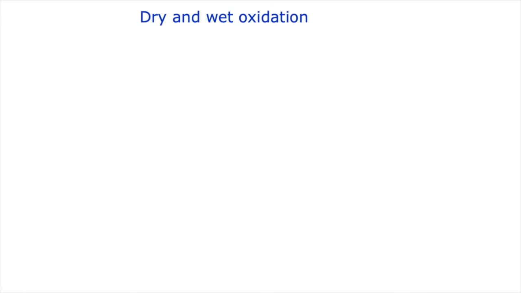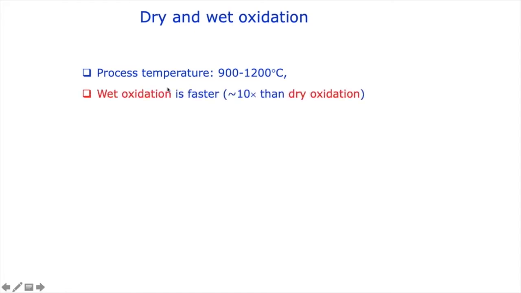Now, as I said, there are dry and wet oxidation processes. The condition is, as I showed earlier, that you have to heat at really high temperatures, 900 to 1200 degrees centigrade. That's the furnace temperature. And in the case of wet oxidation, it is much faster, almost 10 times faster than the dry oxidation process.